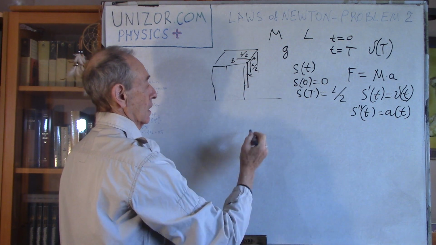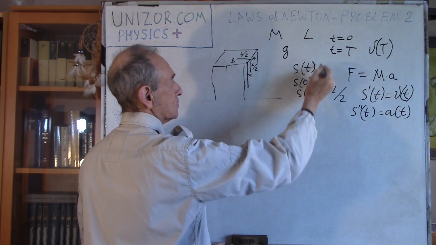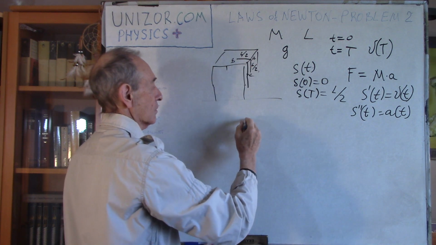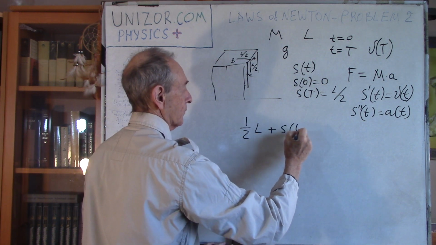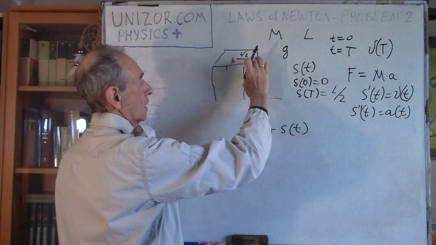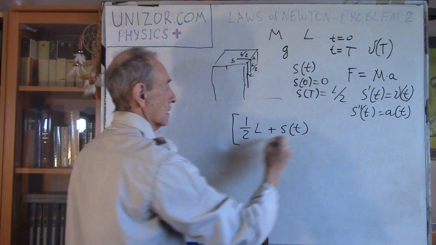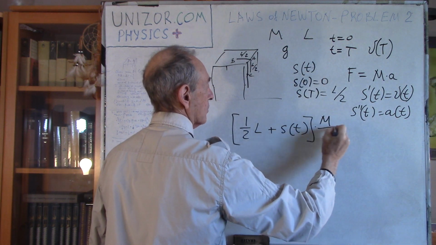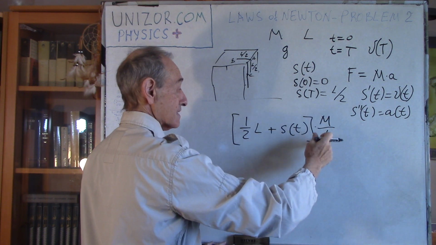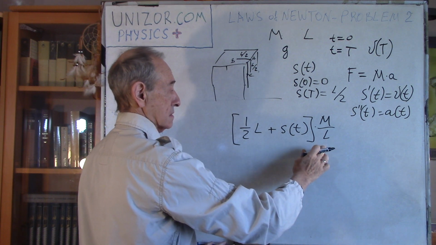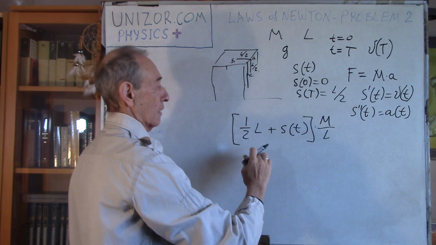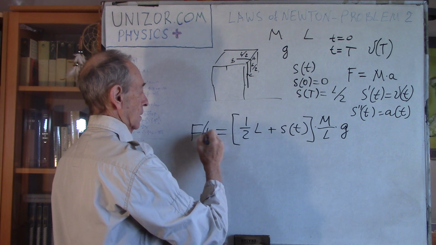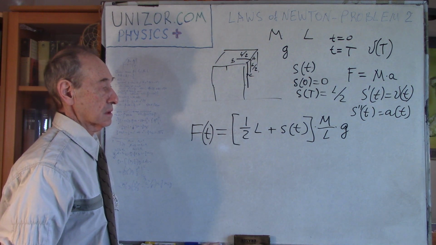That's in the beginning. Okay, now as the chain slides with this particular law, it's increasing the length of the chain which pulls down. So the length of the chain which pulls down is the initial plus whatever it slides. Now if I have the mass of the whole chain and the length of the whole chain, if I multiply it by m over L, this is the mass density, so to speak, that would be the mass of the piece of the chain which pulls down. And if I multiply it by g, that would be my force, which depends on the t.